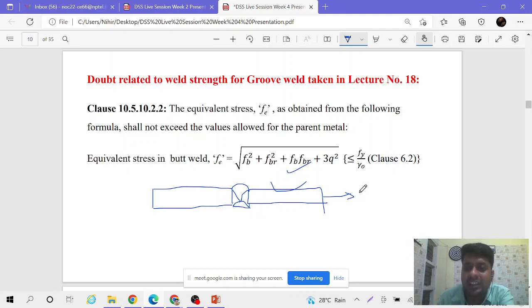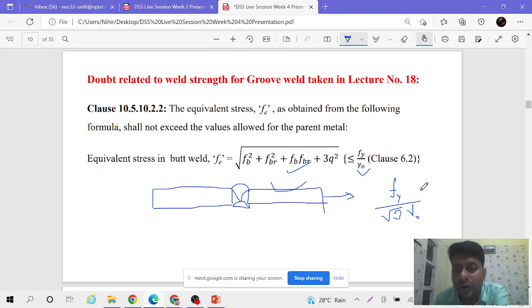load, then when it is experiencing axial load, you have to restrict it, which means your weld should provide this much strength. Whatever stress you are getting should be less than or equal to Fy upon gamma m naught. And if your weld is only experiencing shear, then for the groove weld it should be equal to Fy upon root 3 gamma naught.